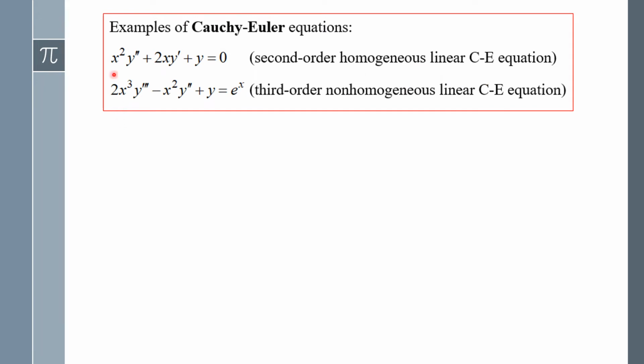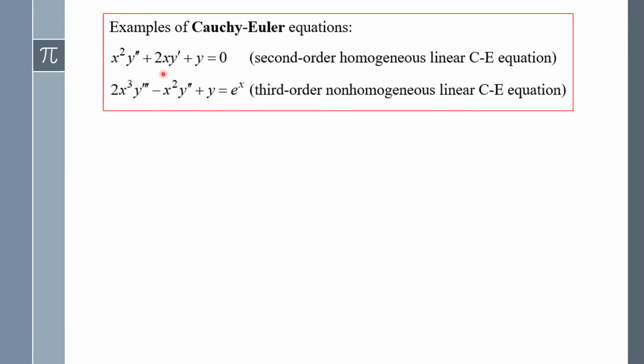Here are more examples of Cauchy-Euler equations. x squared y double prime plus 2xy prime plus y equals 0. This is a second order homogeneous linear Cauchy-Euler equation. The equation is said to be Cauchy-Euler because it fulfills the characteristic of a Cauchy-Euler equation. If you look at the first term, the degree of x equal to 2 matches with the order of differentiation of y, which is also 2.